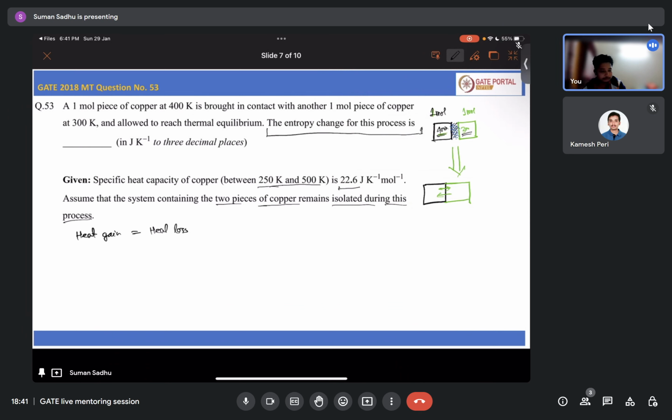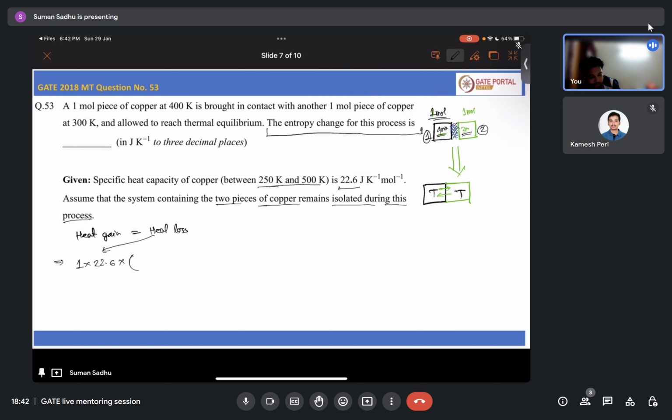So for the first block, let's say this block I am writing as 1 and this block is 2. So first block heat gain will be n into Cp into dT. N is 1 mole, Cp is given 22.6, dT. Let's say this temperature now is T. Both will have the same temperature as they are in thermal equilibrium. Now this block will release the heat, so this will be heat loss.